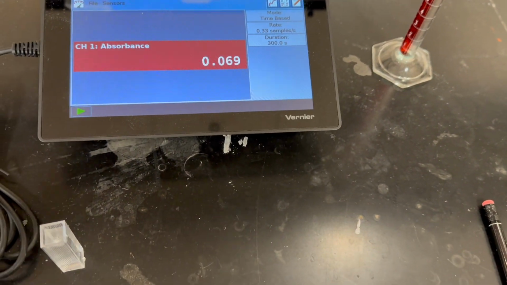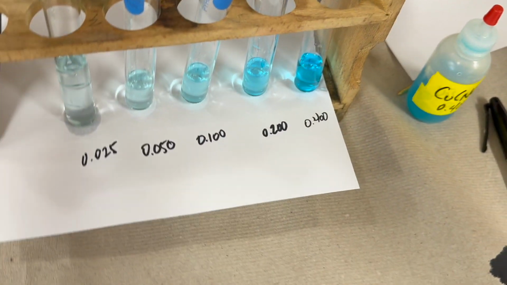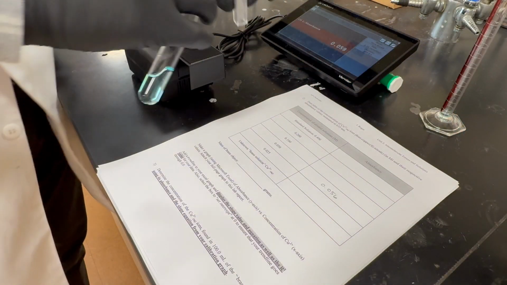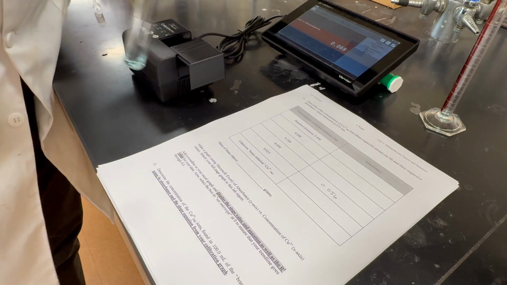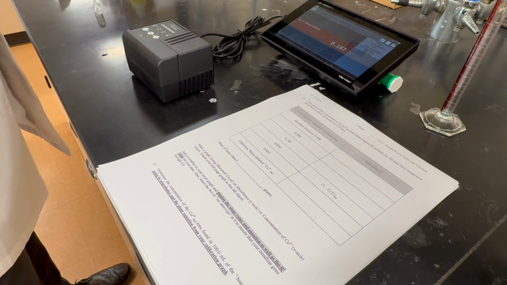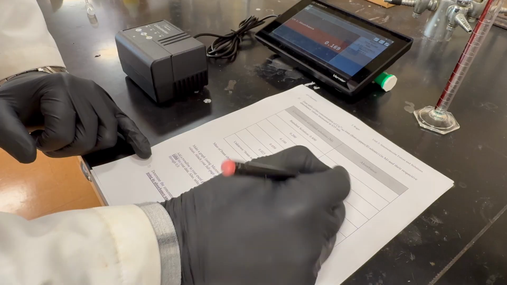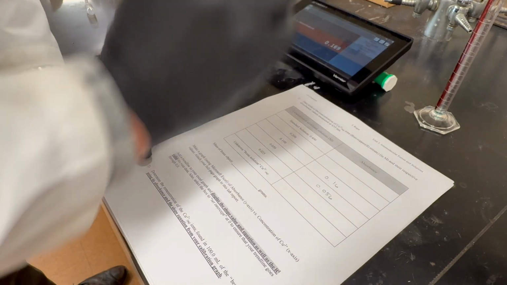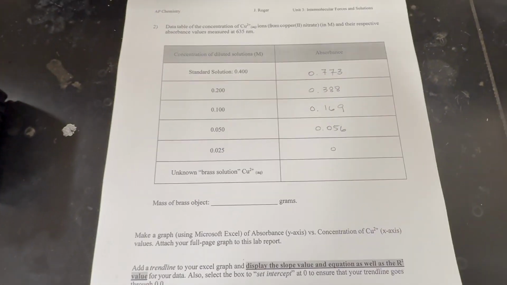And now what we're going to do is start with the most dilute. We're going to fill the cuvette and measure the absorbance of that. So we just proceed with filling the cuvette with each dilution and measuring the absorbance of each one. So now we have the final values on the table.